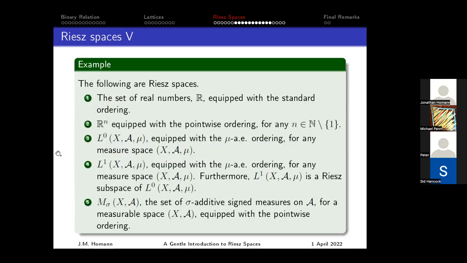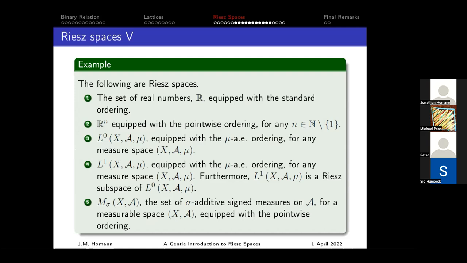And now we'll let L1 of X and mu, equipped with the mu almost everywhere ordering for a measure space X and mu, be the set of all L0 functions such that the integral of absolute f is finite. Then we have that L1 is a Riesz subspace of L0, since each member of L1 is a member of L0.